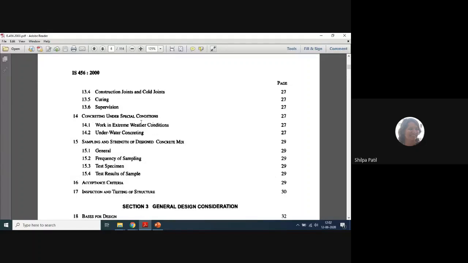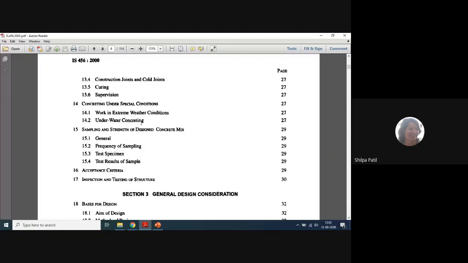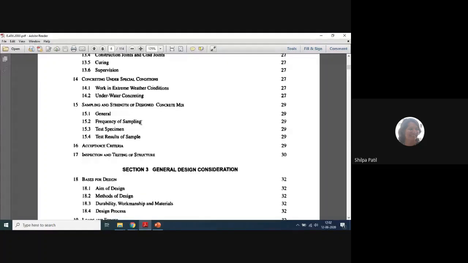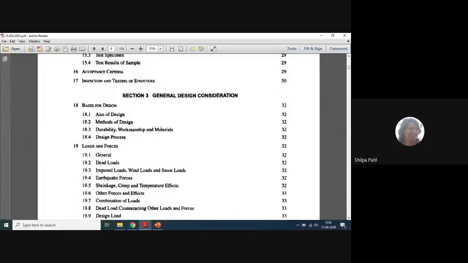What are the different materials used for concreting under special conditions, how the sampling is considered, and how the mix design is carried out. The statistical quality control related criteria, the acceptance criteria, etc. In the third section, you will come to know the general design consideration.